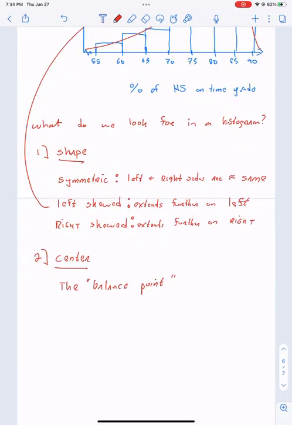Anyways, question 2, the balance point. Let's move on. Come on, stats. Don't get me monologuing here. Number 3. Next one is the spread.